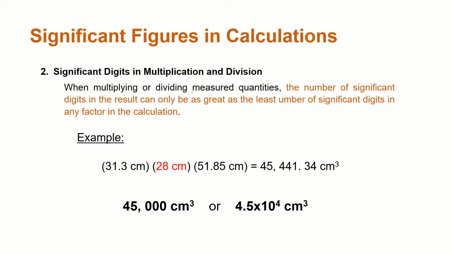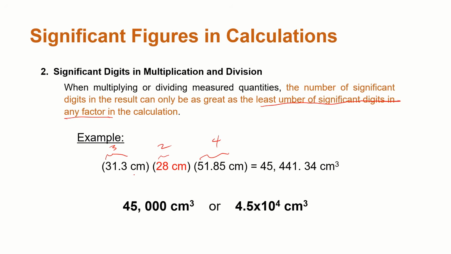For multiplication and division naman, what we follow is the least significant digit. So, overall, hindi lang to the right of the decimal, pero overall. So, for example, dito, meron tayo ditong 3 significant numbers. Ito, meron tayong 2. Ito, meron tayong 4. So, what we need to remember is in multiplying and dividing, to write the correct final answer, dapat ipa-follow mo lang yung least number of significant digits in any factor.